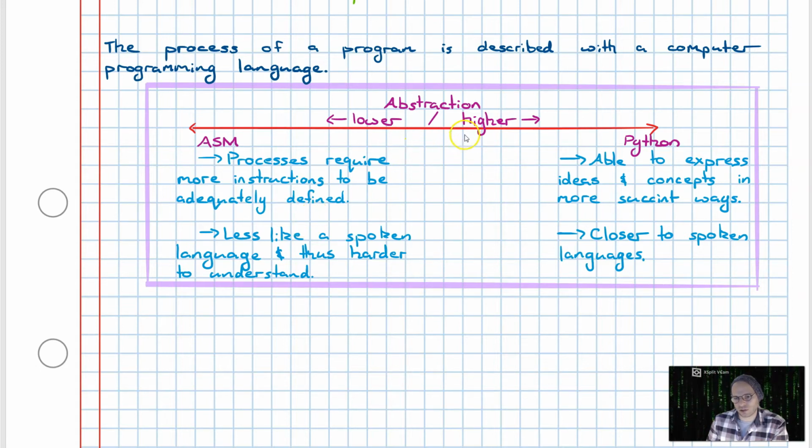In contrast, we can work with languages that are highly abstracted. So a language that might be like that is Python. With the Python programming language, what you're going to find is that it's easier to express ideas and concepts in a more succinct way because the instructions themselves are defined in such a way that they carry out larger tasks. As a result, languages that are high in abstraction are going to be closer to spoken languages and therefore they are easier to work with. The downside is that you're removing yourself away from the actual function of a computer processor per se, but that's a topic for another lesson.